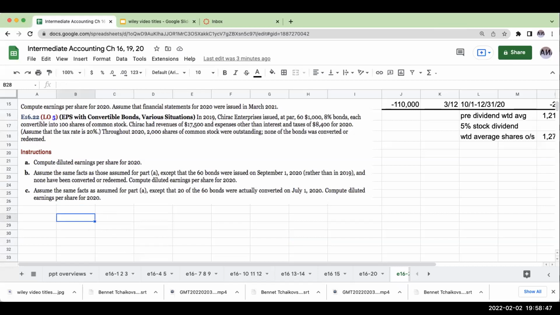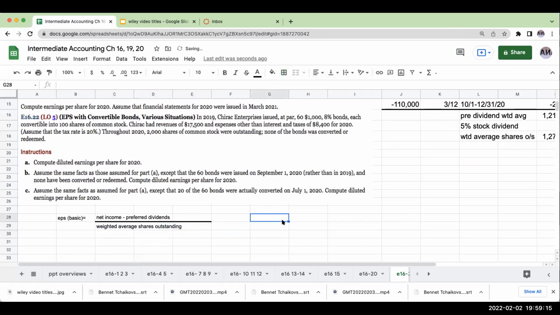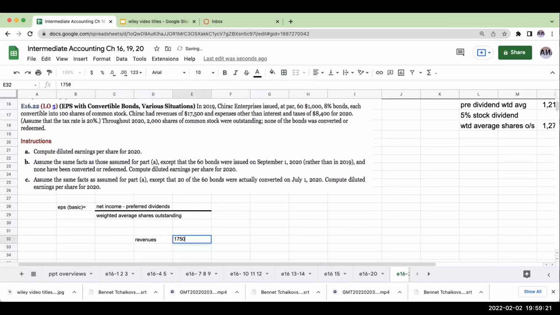Remember, our formula for earnings per share is net income minus any preferred dividends, divided by the weighted average shares outstanding. This is EPS basic. When we get into fully diluted, we're going to add in some equivalents, but let's do the basic first. So we have revenues of $17,500 and expenses of $8,400.